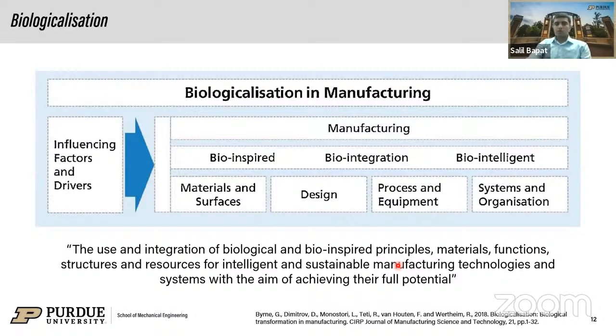If you're not familiar with this specific term, this might come in. It's called biologicalization in manufacturing. The International Academy of Production Engineering, also known as CIRP, has championed this term, biologicalization. What it really means is going from biology to manufacturing. There are different aspects of it: one is bio-inspired, one is bio-integration, and one is bio-intelligent. And all these three would play a role when you talk about smart manufacturing systems.